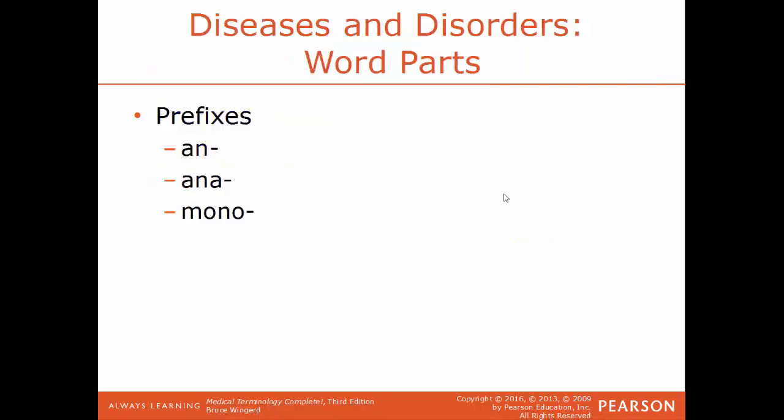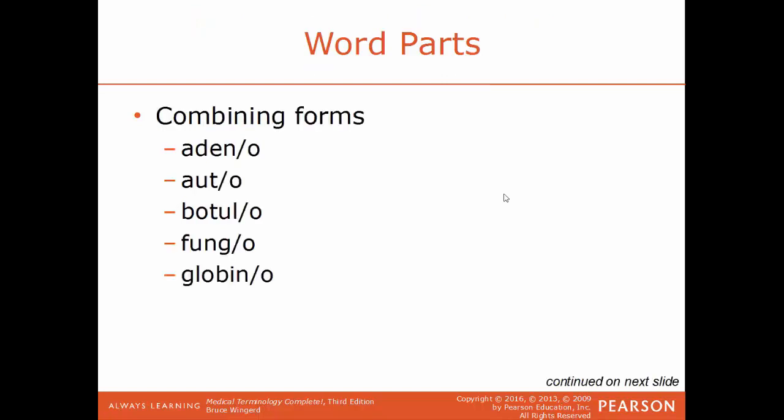Alright, now I'll talk about some diseases and disorders and word parts. First group we'll talk about is the prefixes. First one, an, means without or lacking. Ana means up or apart or backward or again. And mono means one.